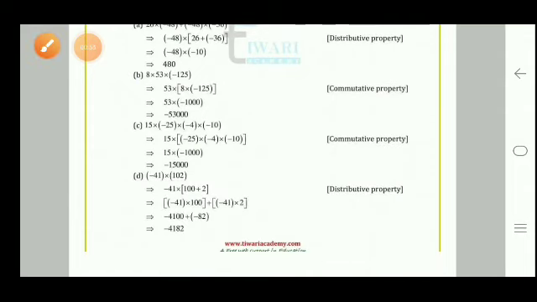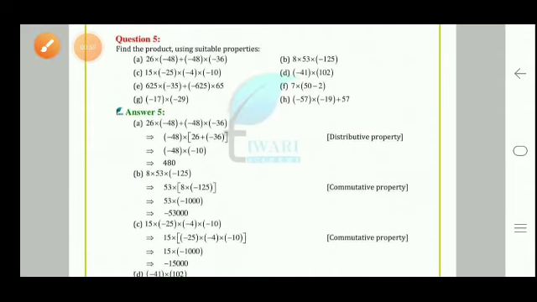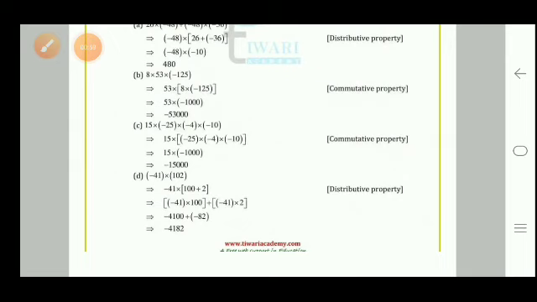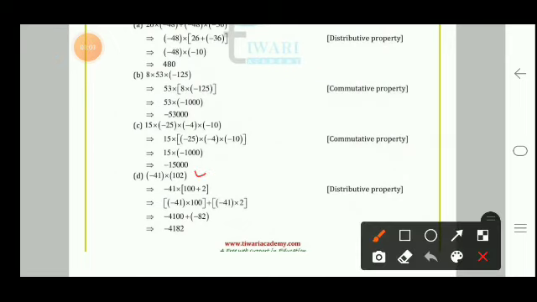Now looking at the next part, that is the D part. In the D part we can see it is given minus 41 into 102. So we can use the distributive property. We can write this 102 as 100 plus 2. So minus 41 into 100 plus minus 41 into 2. So that will be minus 4100 plus minus 82. So that is minus 4182.